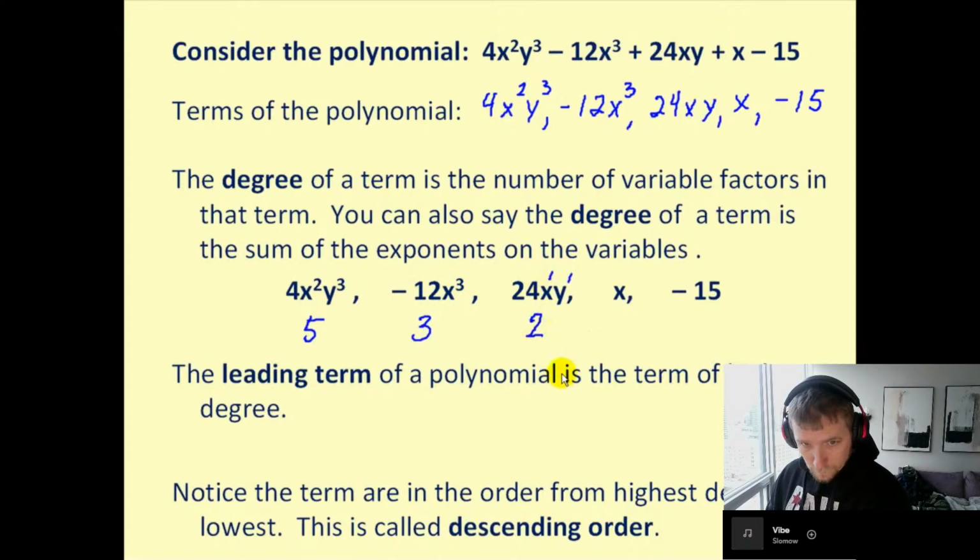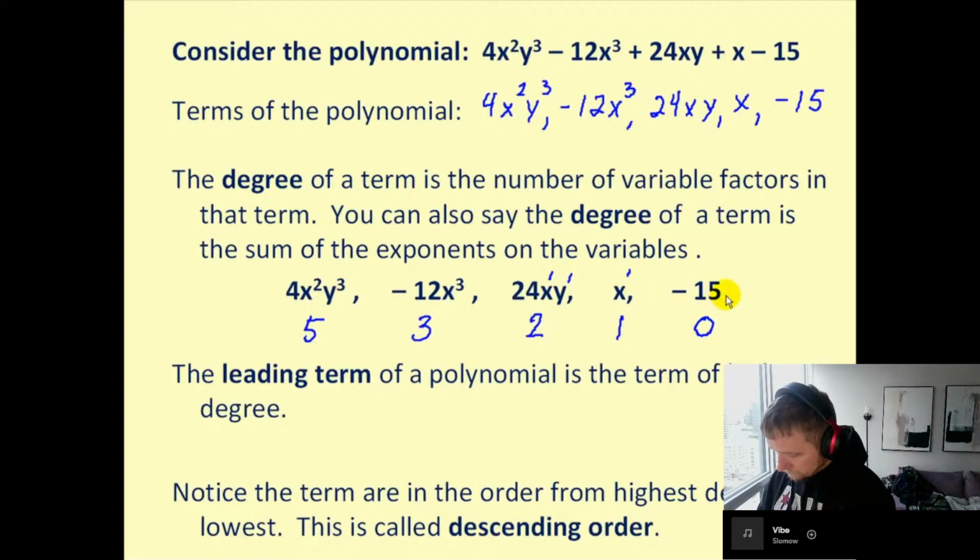Therefore, the term has degree 2. This would be x to the first, so it's a degree 1 term. This does not have any factors of a variable, therefore the degree is 0. Or you could also think of, if you had to include a variable, it would have to be something like x to the 0 power, because that would be equal to 1, which would not change the term.